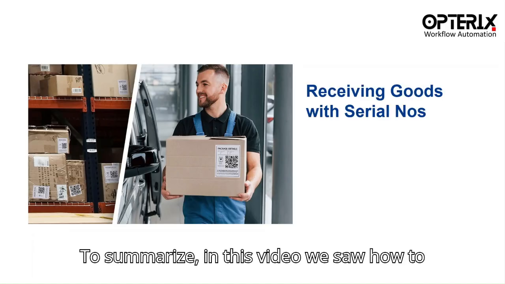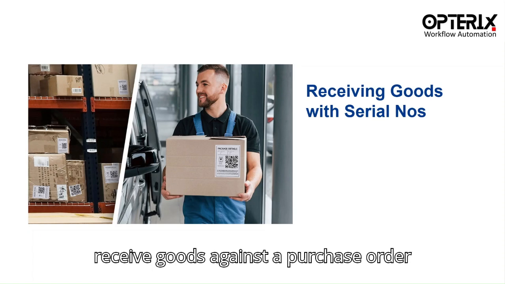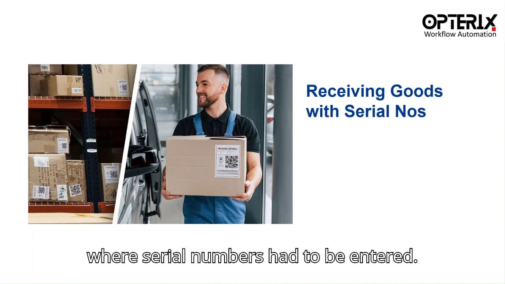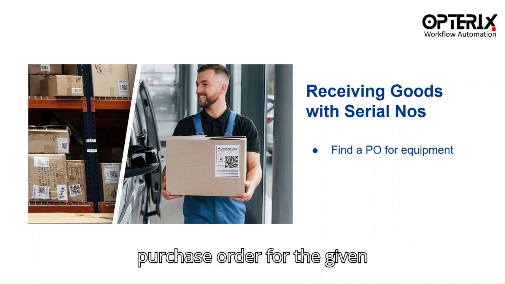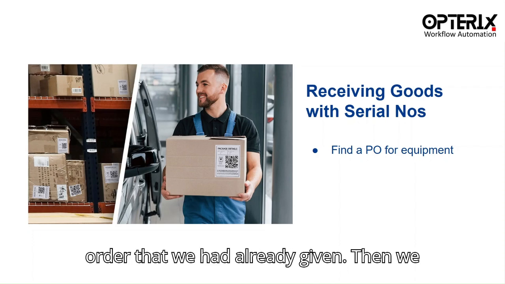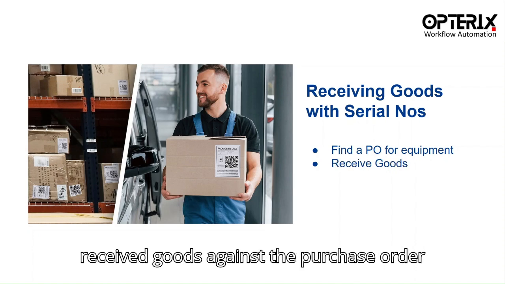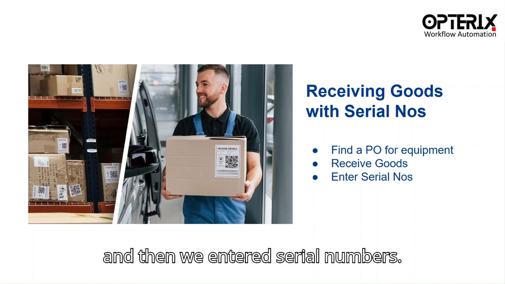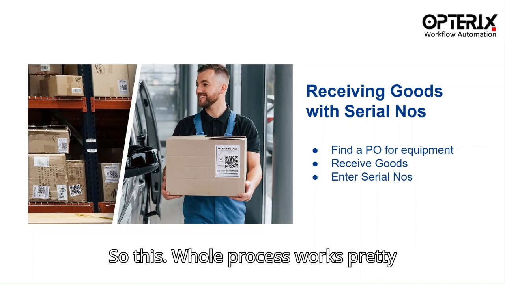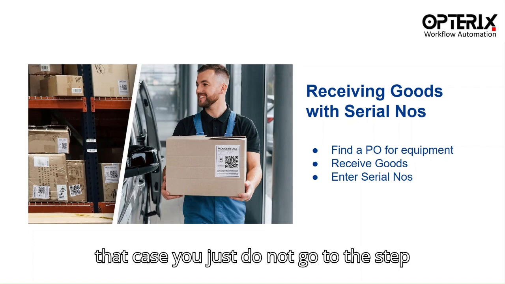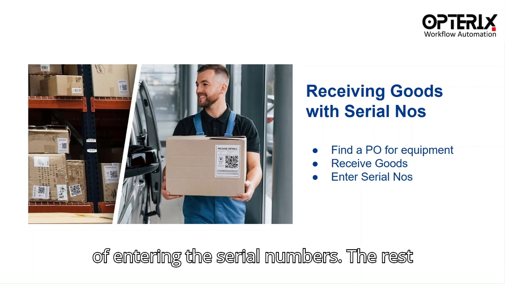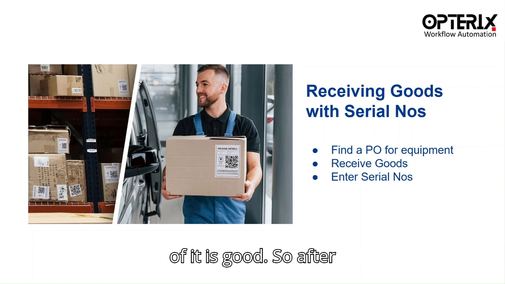To summarize, in this video we saw how to receive goods against a purchase order where serial numbers had to be entered. So we started with first identifying a purchase order for the given supplier for the purchase order that we had already given. Then we received goods against the purchase order, and then we entered serial numbers. So this whole process works pretty good for bulk receiving also. In that case, you just do not go to the step of entering the serial numbers. The rest of it is good.